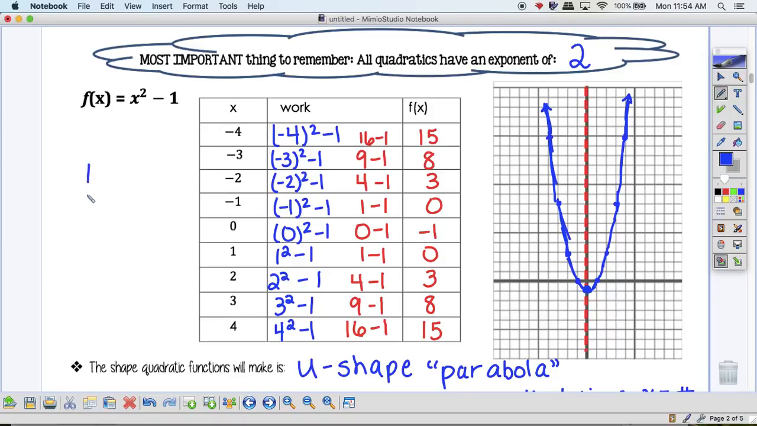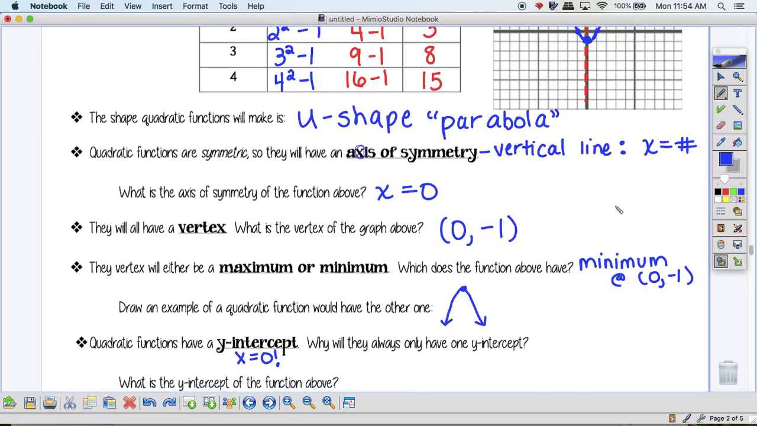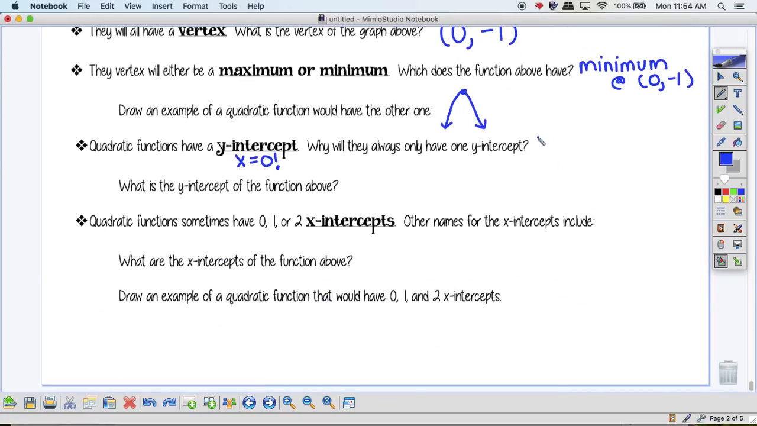In order for something to be a function, if I had more than one y-intercept, is it possible for this to be a function? No, it would not pass the vertical line test. So it will always only have one y-intercept in order to pass the vertical line test. Okay, so every function will always have only one y-intercept. All functions will only have one y-intercept.